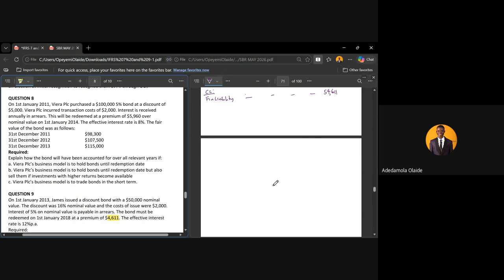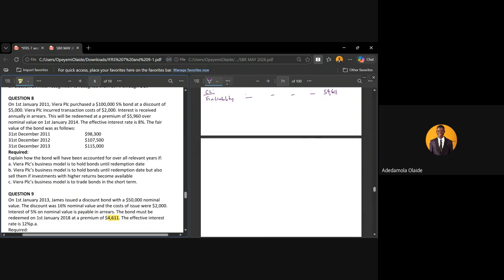And in that case, since what they will get from this bond is only the principal and the interest, then we have to account for it using what? We have to account for it using amortized cost. Then using amortized cost to account for it, what do we have?